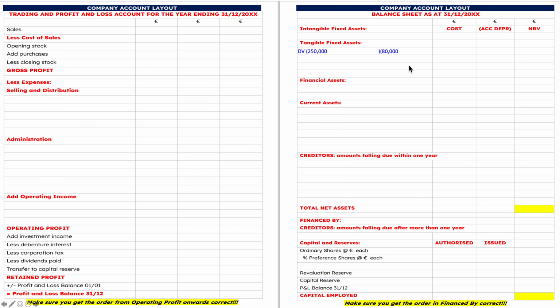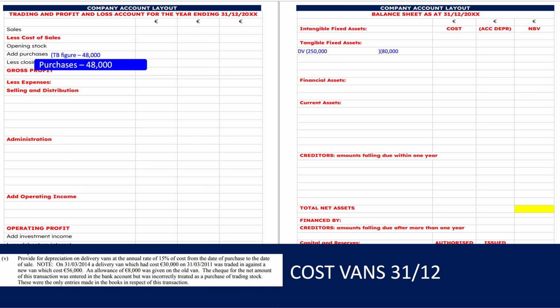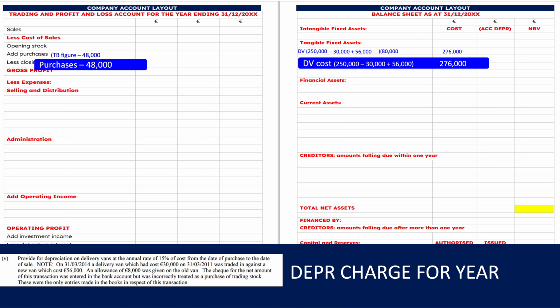So we've got our figures from the trial balance here. First, we'll fix our purchases. So the new van cost 56, the allowance for it was 8, and the cheque for the net amount was incorrectly treated as purchase of trading stock. So to fix the purchases, we minus 48,000. To get the cost of vans at the end of the year, we will minus the cost of the sold van and add the cost of the new. So the sold one was minus 30, the new was 56. So minus 30 plus 56 gives us a cost of 276.